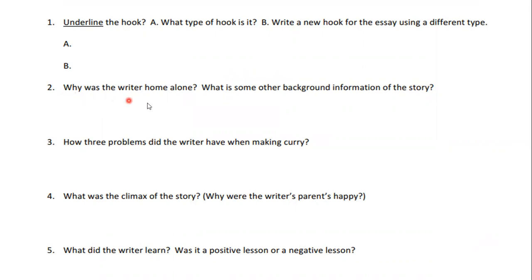So, why was the writer home alone? What is some other background information of the story? You go to the introduction to find them after the hook. What three problems did the writer have when making curry? So, for sure, before answering these questions, you have to read all the essay.